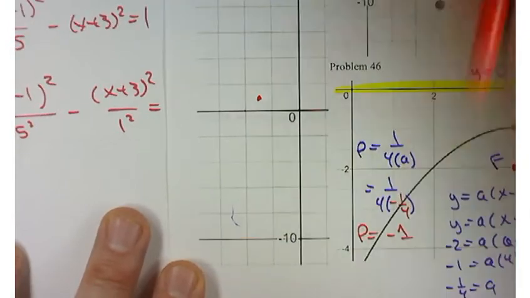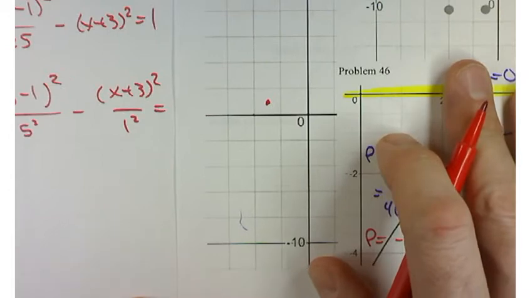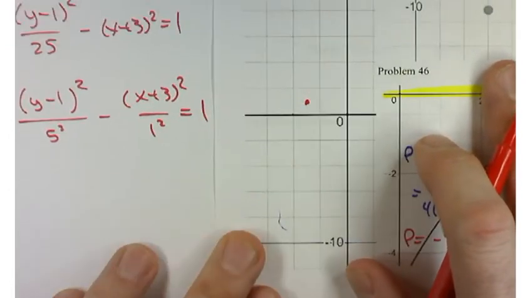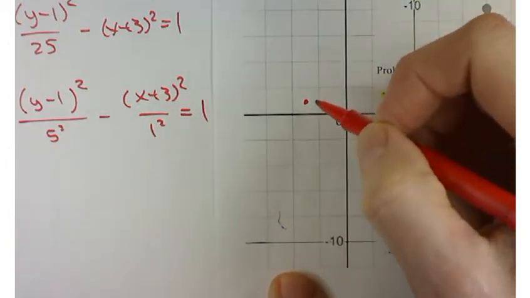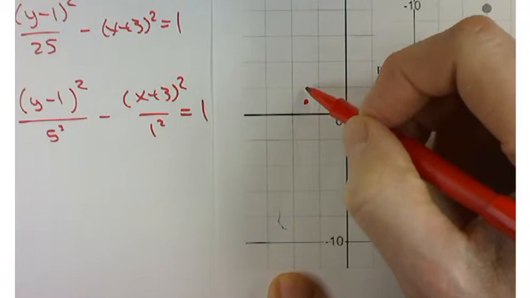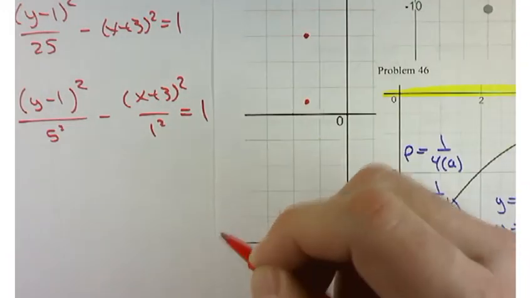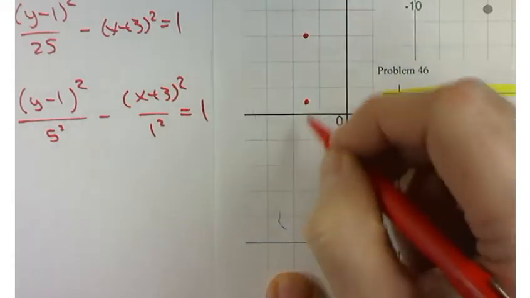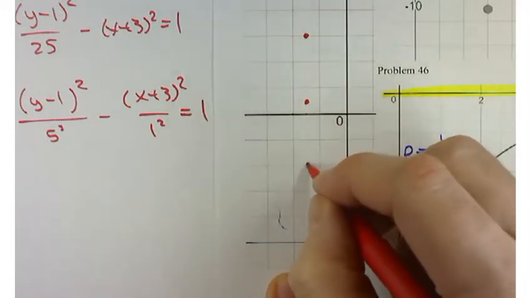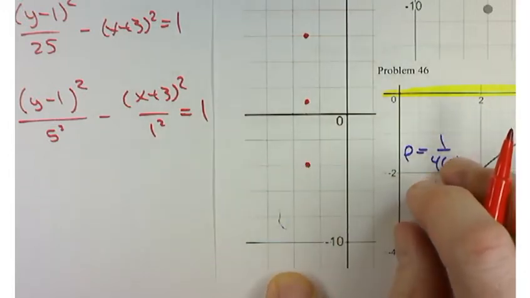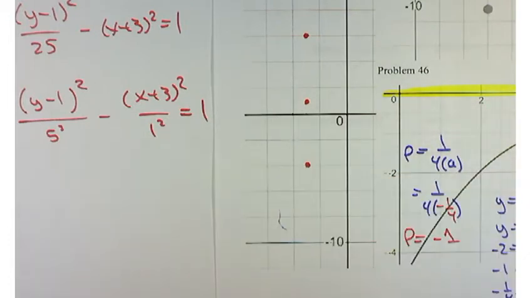I need to draw the box or the rectangle so that I can draw the vertices and the asymptotes. So how far do I have to move in the y direction to find the vertices? Up by 5. So 1, 2, 3, 4, 5, right up here on the line for y equals 6. And then 1, 2, 3, 4, 5, down here on the line for y equals -4. Those are 2 of my vertices, 2 of the spots I'm going to use to draw that box.